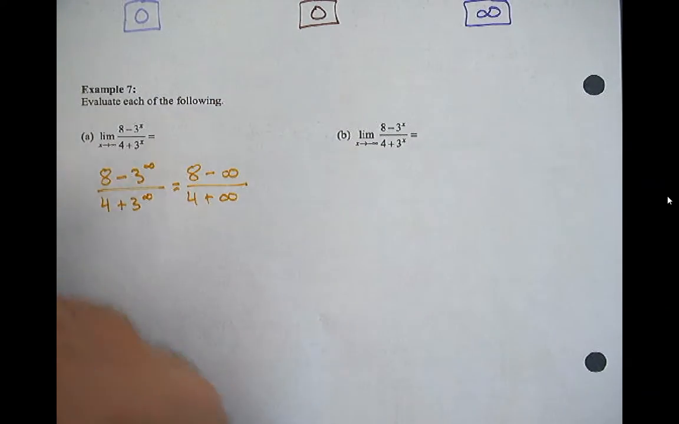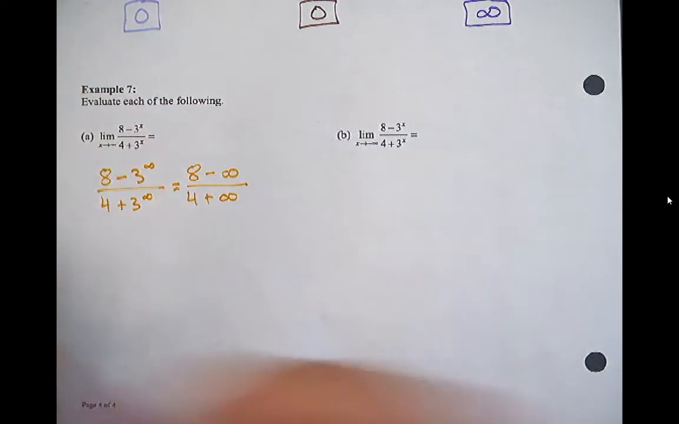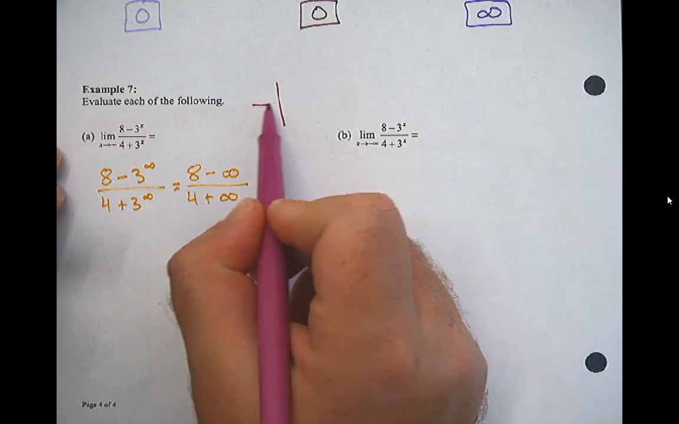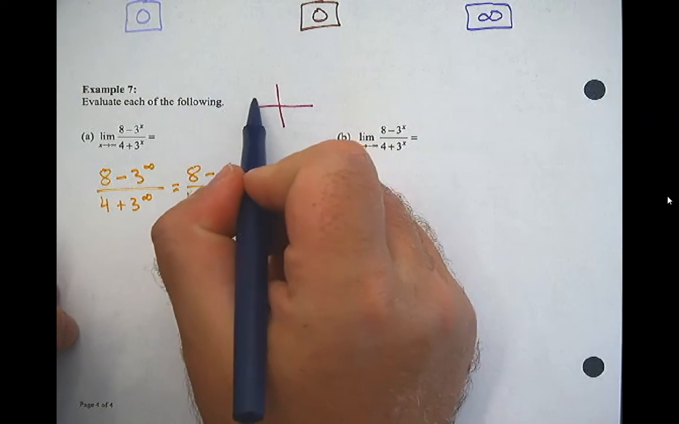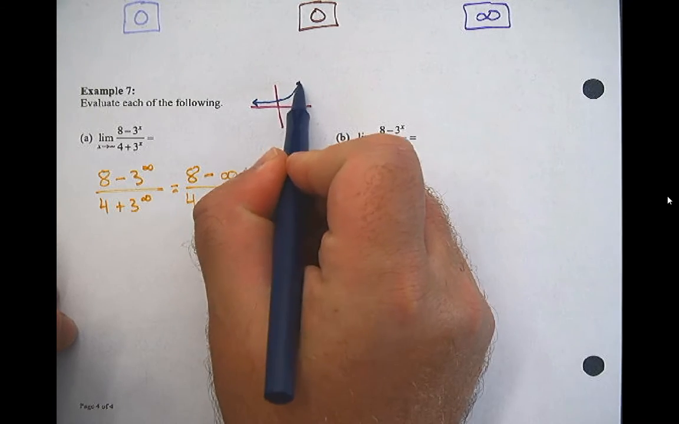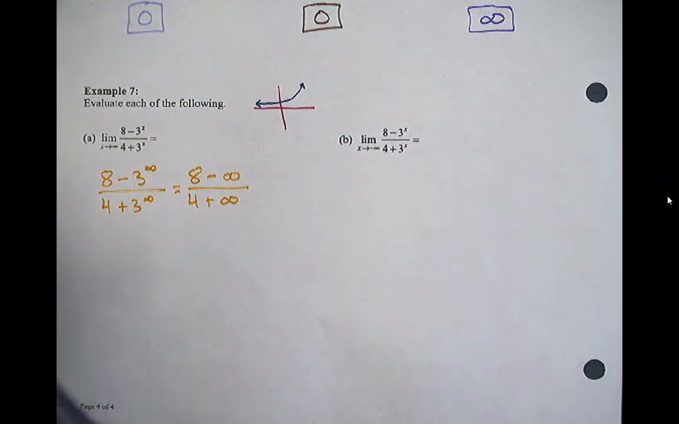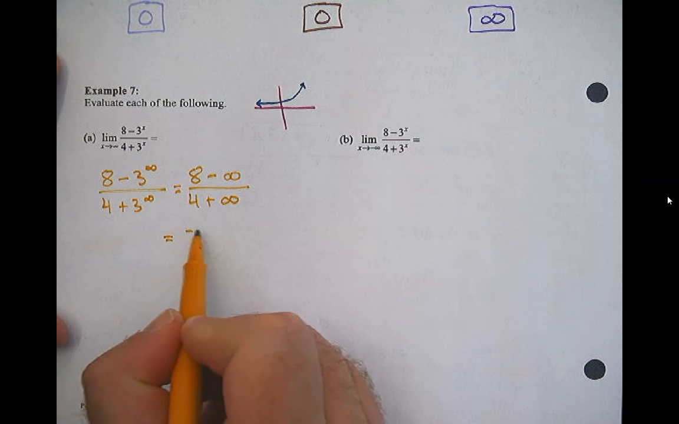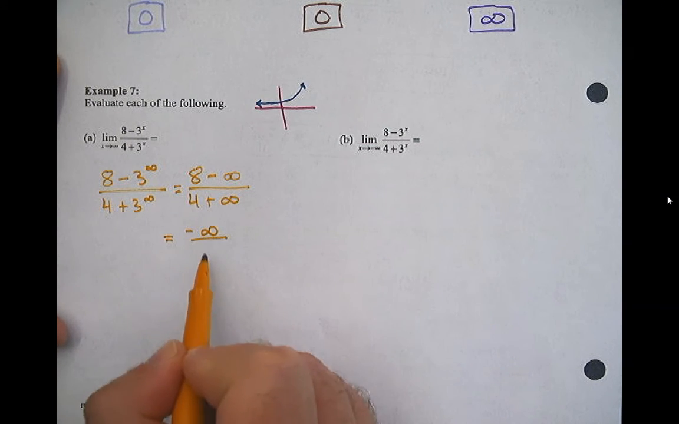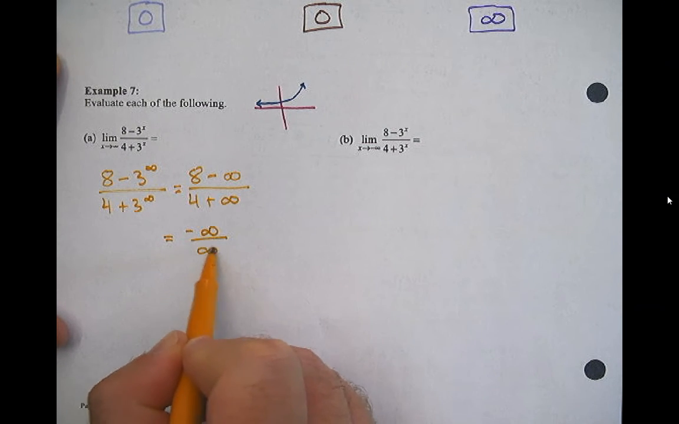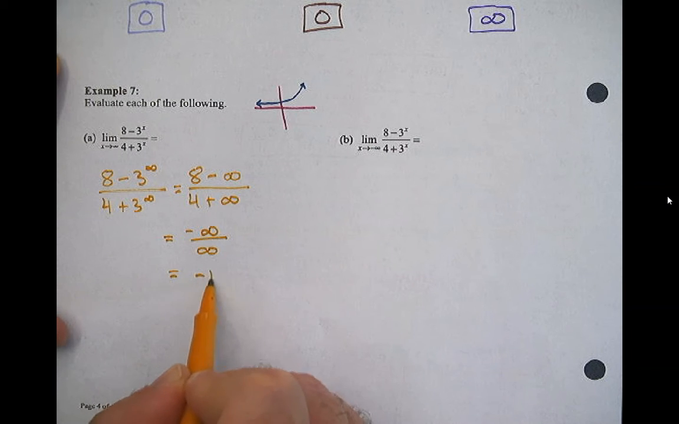Or another way you could think about this is doing a quick little sketch. What does the sketch of 3 to the x look like? Any exponential growth looks like this. So as x goes towards the infinities, my graph goes up towards positive infinity. So what's 8 take away infinity? Negative infinity. What is 4 plus infinity? Infinity, and we'd end up with negative 1.